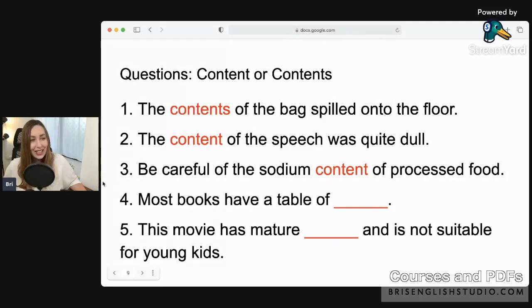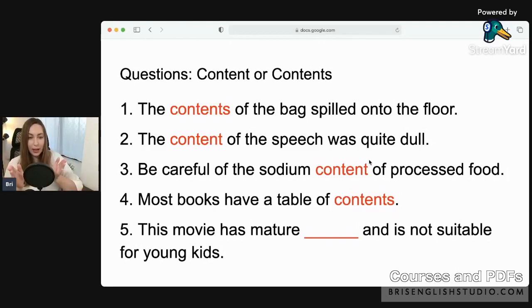Very good. Number 4: most books have a table of something. Is it content or contents? Nice. I see a lot of people getting this one. Most books have a table of contents. Very good. Contents. So most books have a table of contents. This one is a very specific one.